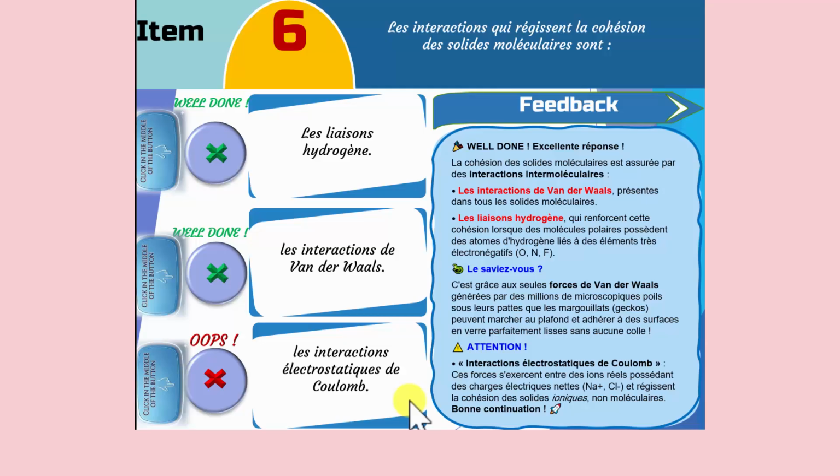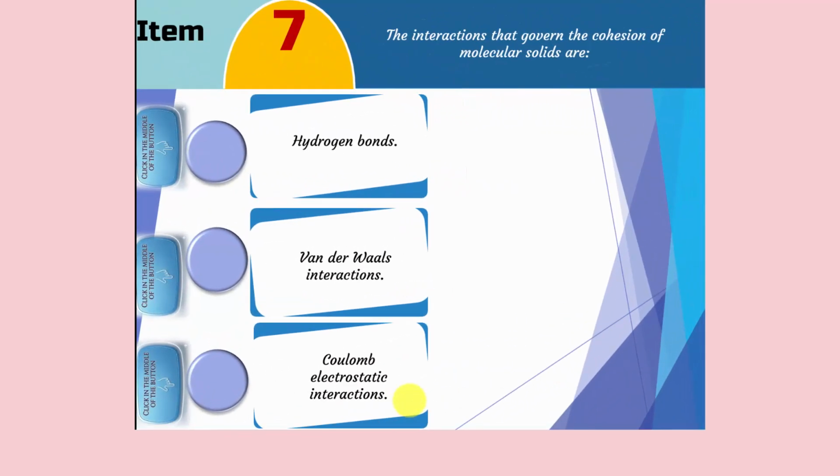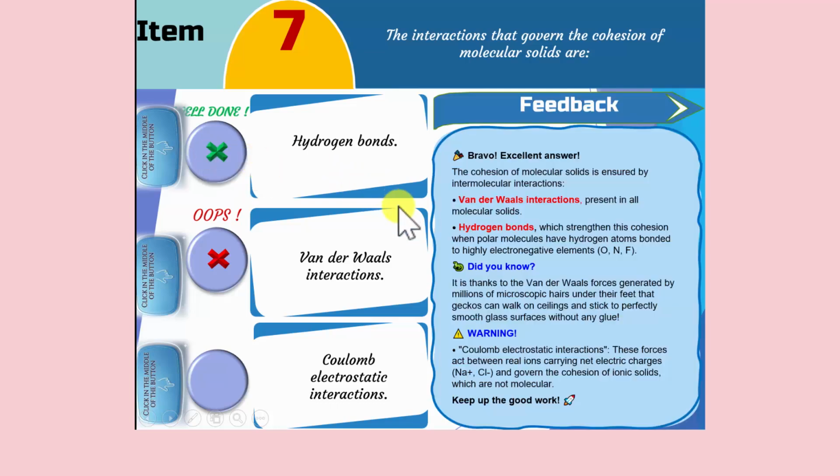A fascinating example of van der Waals forces is the gecko, which can cling to smooth glass using microscopic hairs beneath its feet. The correct answer is van der Waals interactions, which are present in all molecular solids. Hydrogen bonds can also contribute, but only when polar molecules contain hydrogen bonded to a highly electronegative element, such as oxygen, nitrogen, or fluorine. Coulomb electrostatic interactions are not the right choice here.